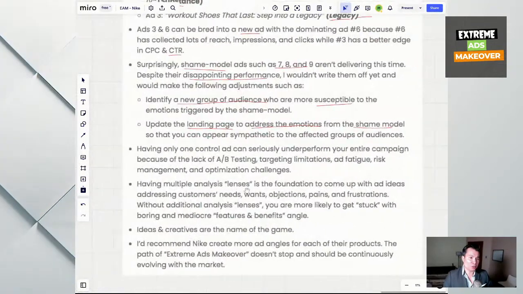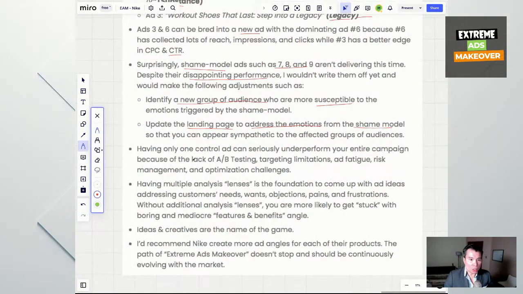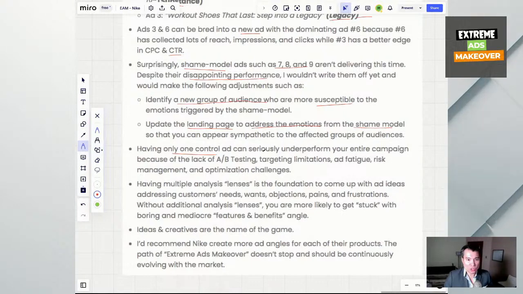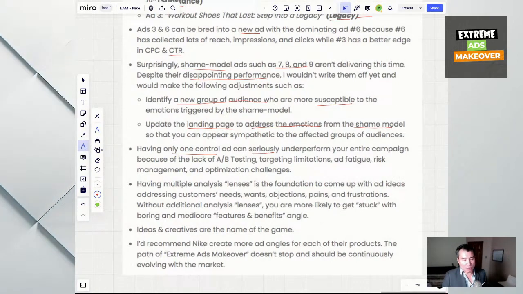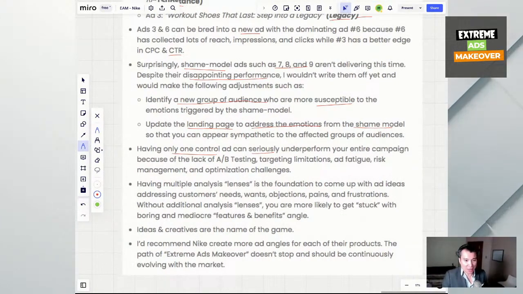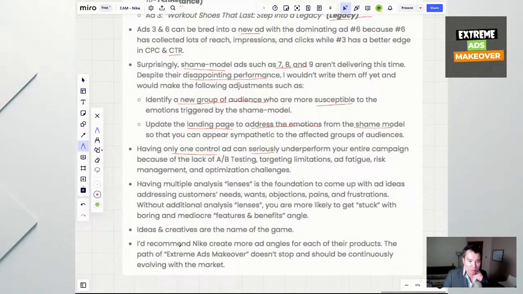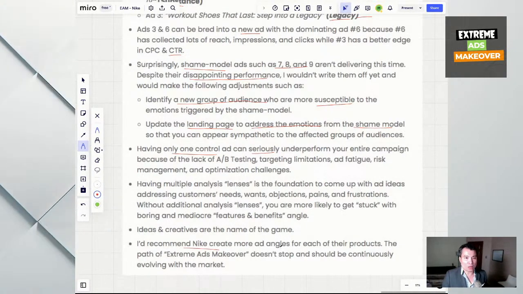And apparently having just one ad control can seriously underperform your entire campaign. And by having the bionic framework, it can help you do a complete total ad makeover so that you have new ads. Now you are testing 20 different ads rather than testing just two ads 20 different times. And because of that, I strongly recommend Nike create more ad angles for each of their products.